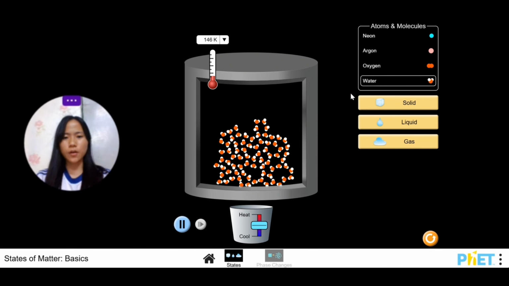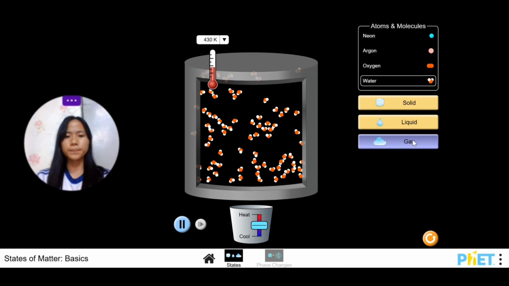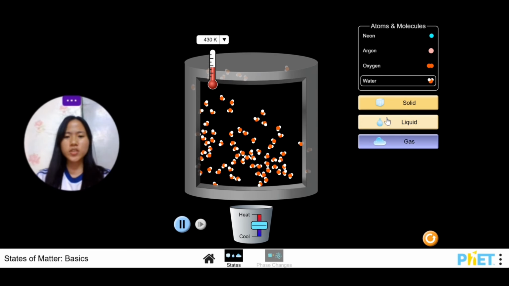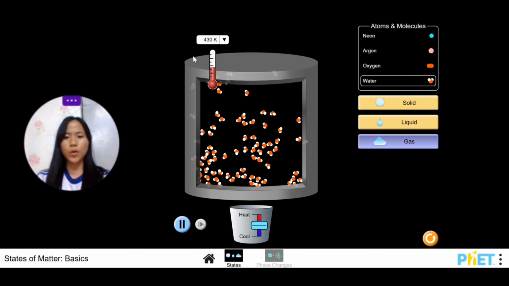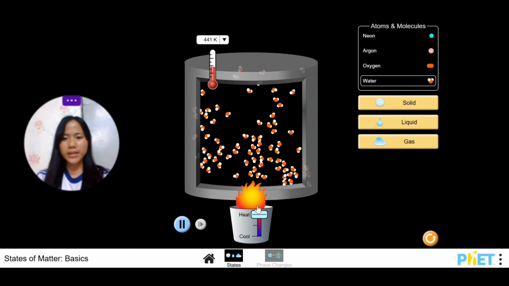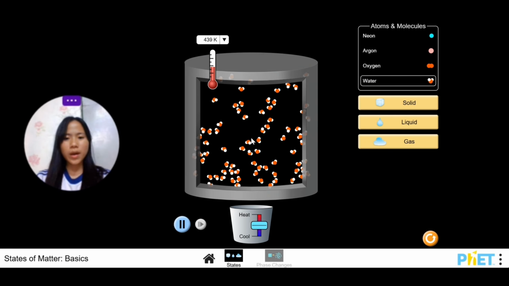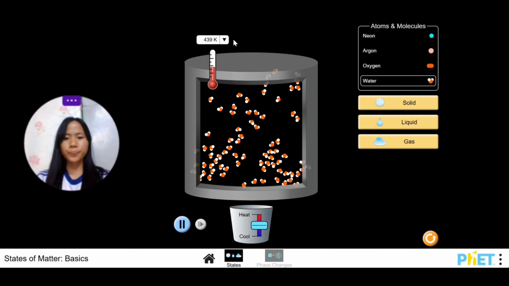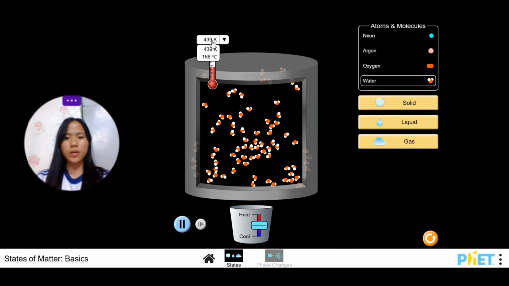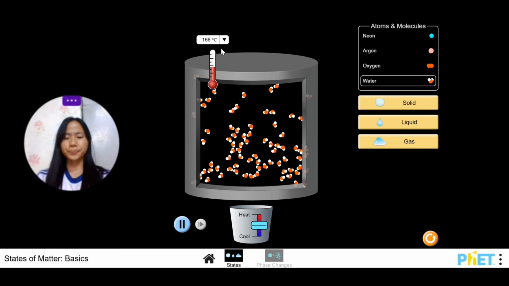Here we have different states of matter in solid, liquid, and gas form. Then we can change the molecules to decrease or increase their energy, like we can heat the matter or we can cool it down. And here we have a temperature control that we can choose whether we want it to be in Kelvin or in Celsius.